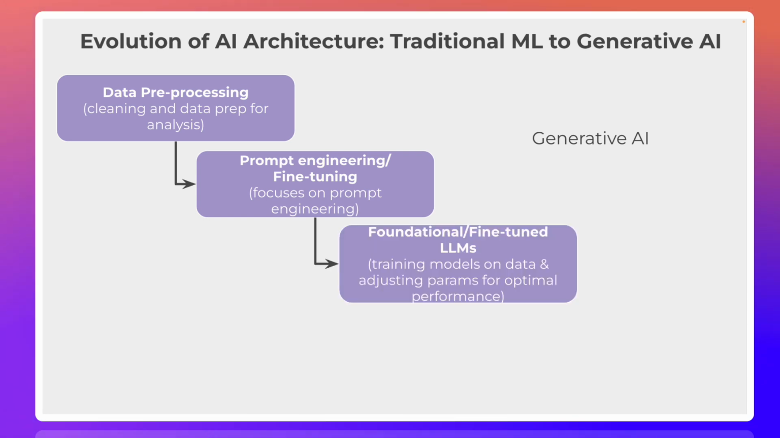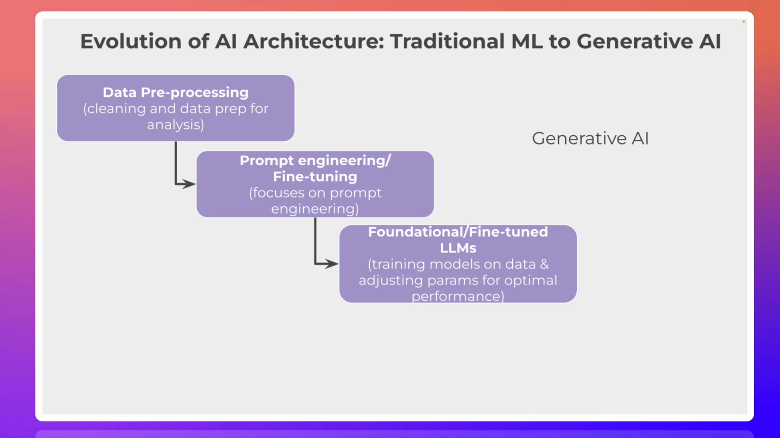The next step, of course, is what we call foundational models, also fine-tuning large language models. It's important to know that generative AI uses large pre-trained models such as GPT, which stands for generative pre-trained transformers, to, in this case, generate content.